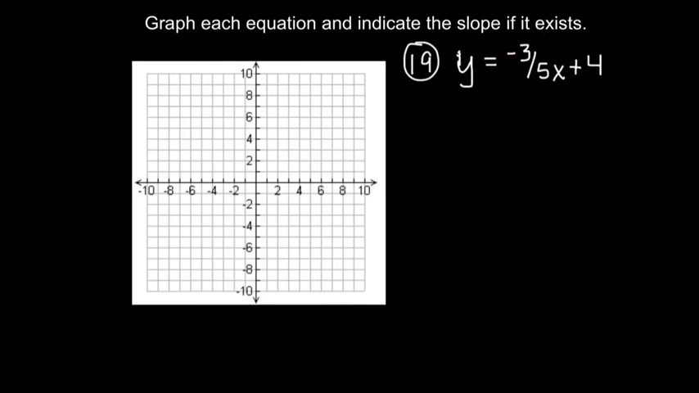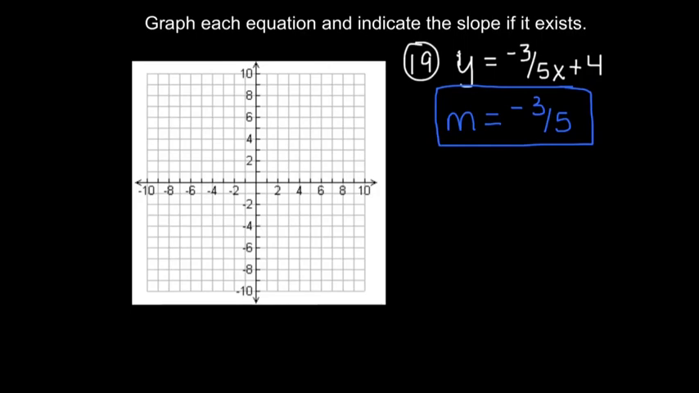So the slope in this case is -3/5. Please note that the slope is just the coefficient of x. It doesn't actually include that variable. So the slope in this case is -3/5. We can use that to graph the equation.